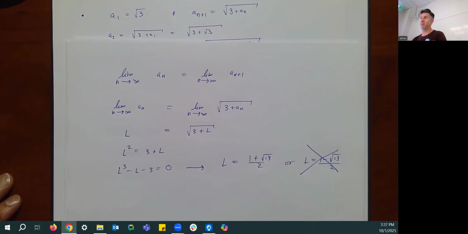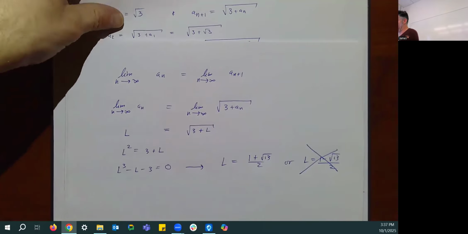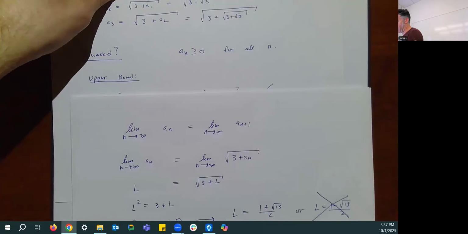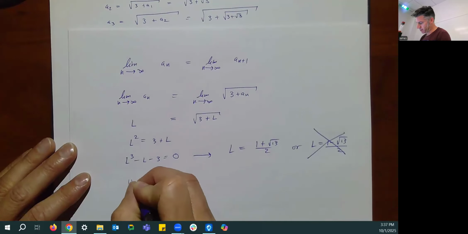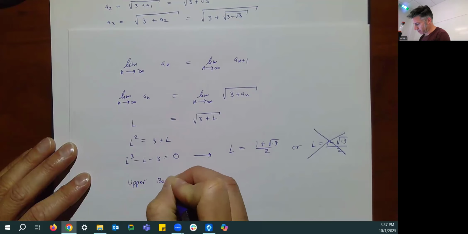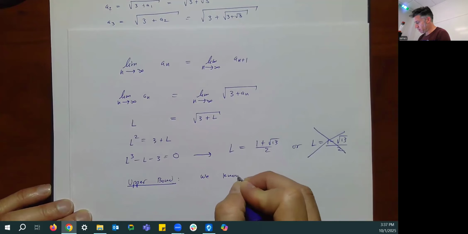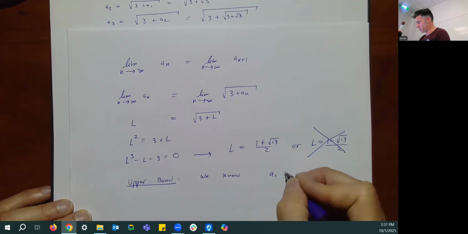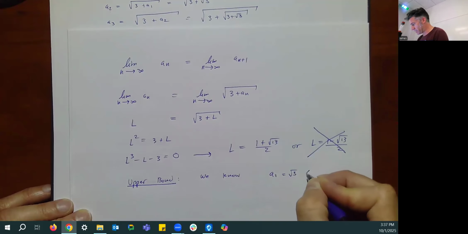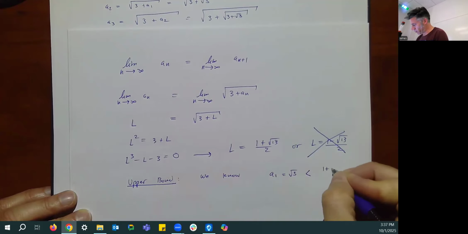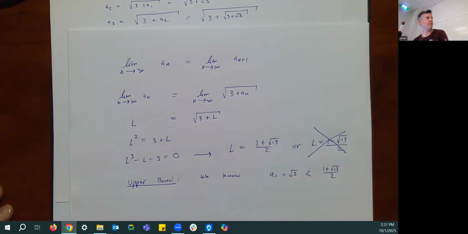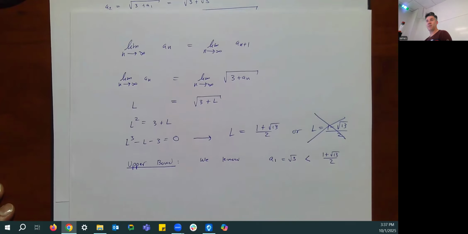Again, apologies for it not being beautiful and lovely like I meant for it to be, meaning it's not an integer. But here's the idea. Once you know what the limit is, you can say, cool, check this out. We're going to go back to here. I said I'm going to write it down here. So for the upper bound part, we know that a sub 1, which is root 3, is for sure less than (1 plus root 13) over 2. And then here's what we can say.